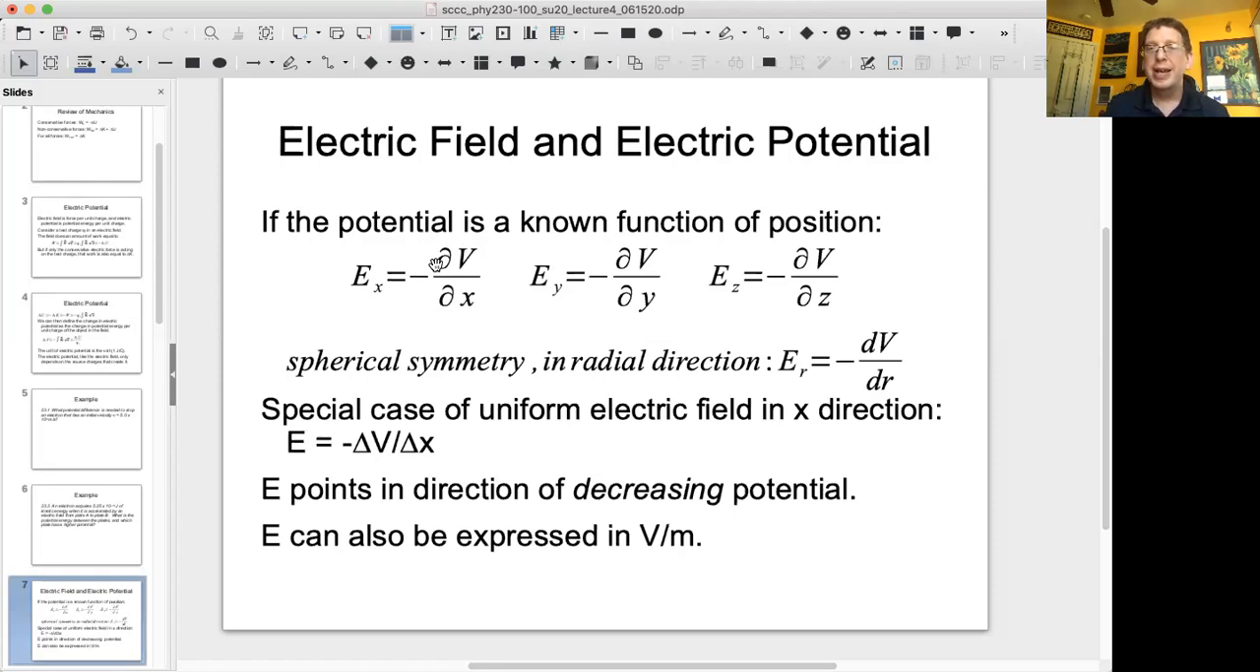So let's say V is a function of x, y, and z. To figure out the x component of the electric field, you're taking the derivative of V with respect to x as if y and z were constant. And so that's called the partial derivative. So the x component of the electric field is equal to the negative of the partial derivative of V with respect to x. The y component of the electric field is equal to the negative of the partial derivative of V with respect to y, and the z component of the electric field is equal to the negative of the partial derivative of V with respect to z.